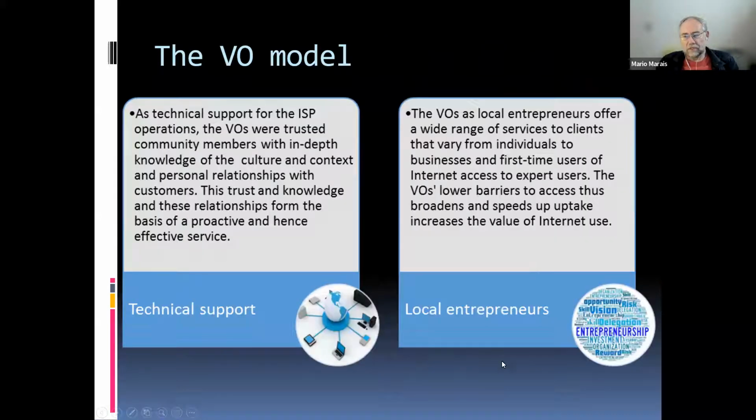Now, the VIA model as such, that was the heart of this, the human idea, was the technical support. We want the ISP to be supported by trusted community members with in-depth knowledge of the culture and the context and personal relationship with customers. From a business point of view, we want this trust and knowledge to transfer to form the basis of a proactive and hence effective service.